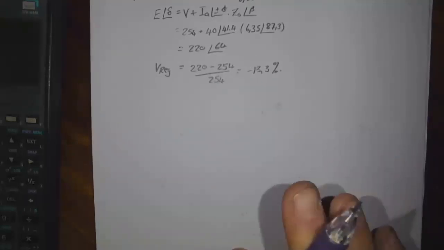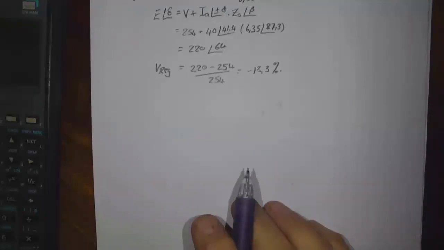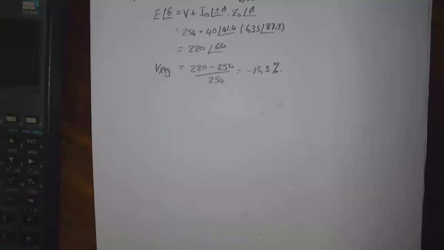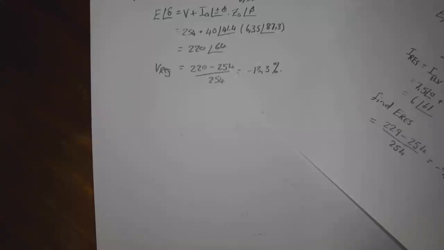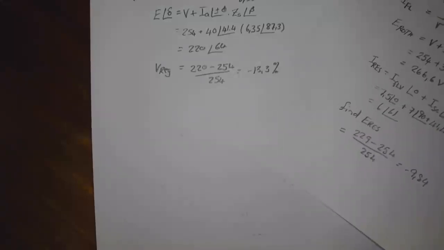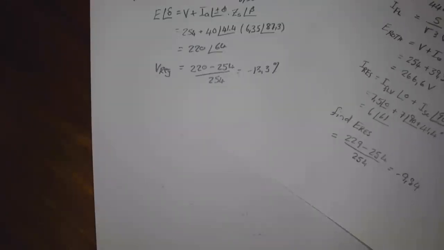Now, Rothert is optimistic and synchronous impedance is pessimistic. Now, the true regulation lies somewhere between these 2 points. Now, fortunately, these are quite close. Let's say 10 and 13. So somewhere in between those values lies our true voltage regulation.